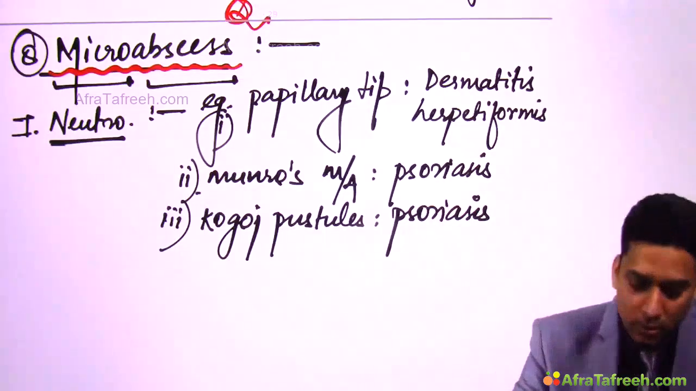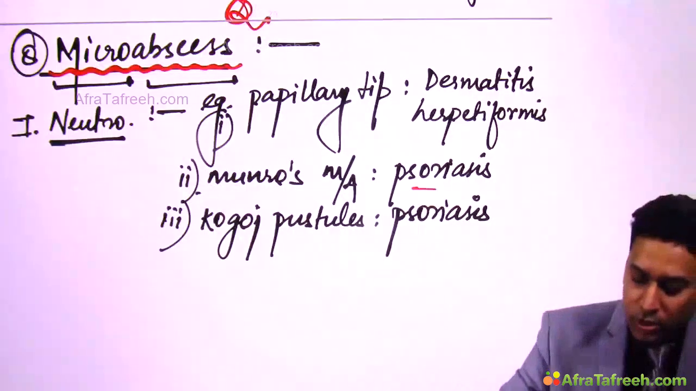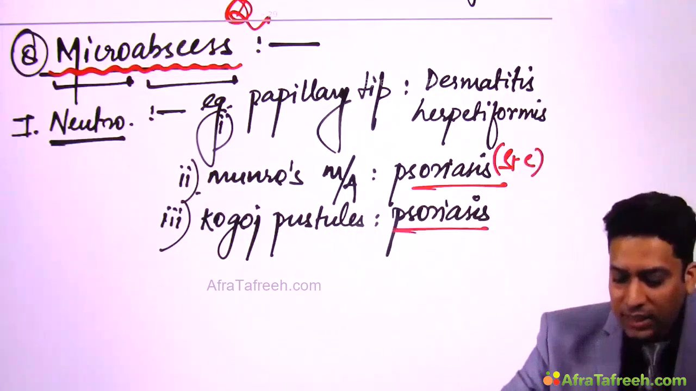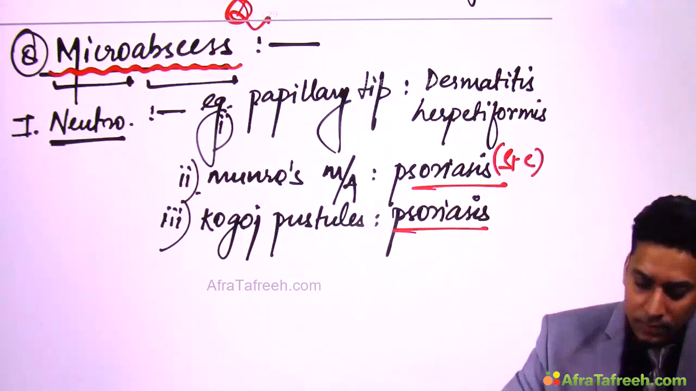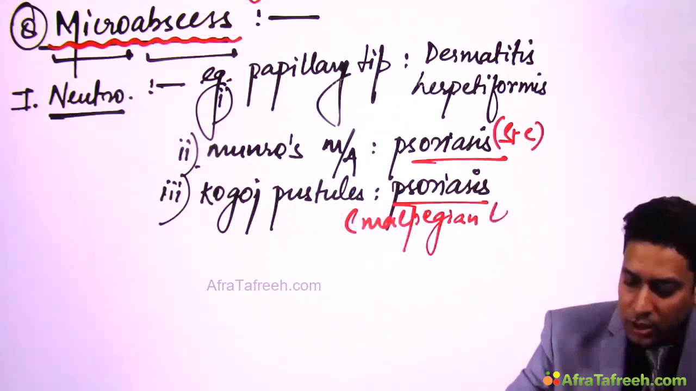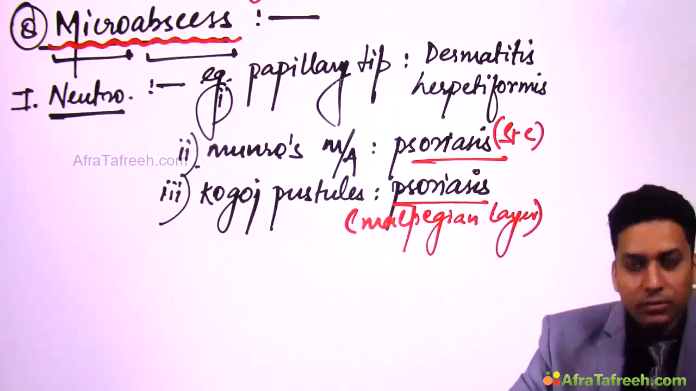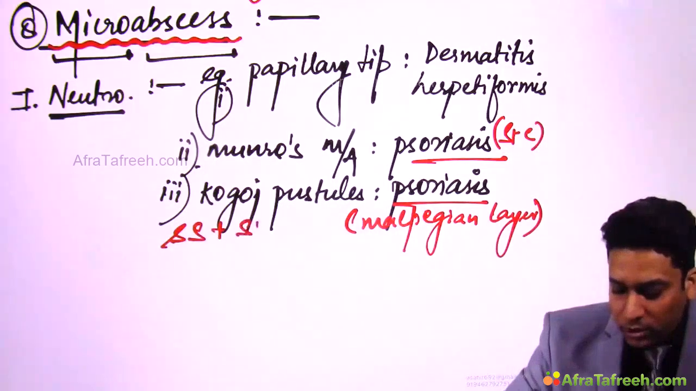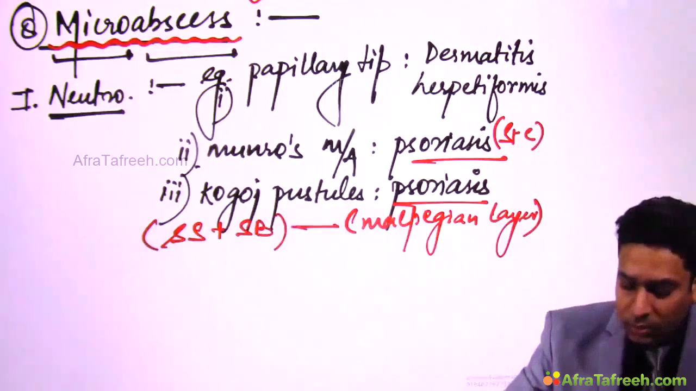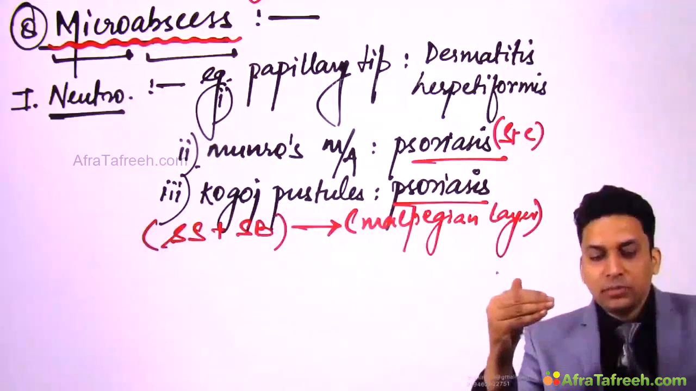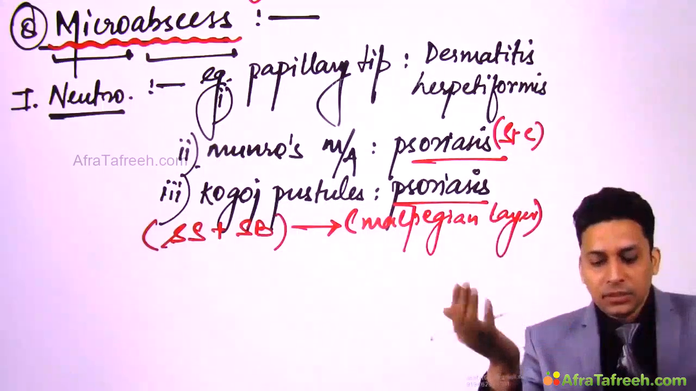What is the difference? Munro's are superficial, they are seen mainly in the stratum corneum, while Kogoj's are deep, they are mainly seen in the Malpighian layer. Do you know what is the Malpighian layer? Malpighian layer is the lower epidermis, that is stratum spinosum along with the stratum basale, together they are known as the Malpighian layer. So Kogoj's pustules are generally seen in the lower epidermis, while Munro's microabscess are generally seen in the upper epidermis, that is stratum corneum.